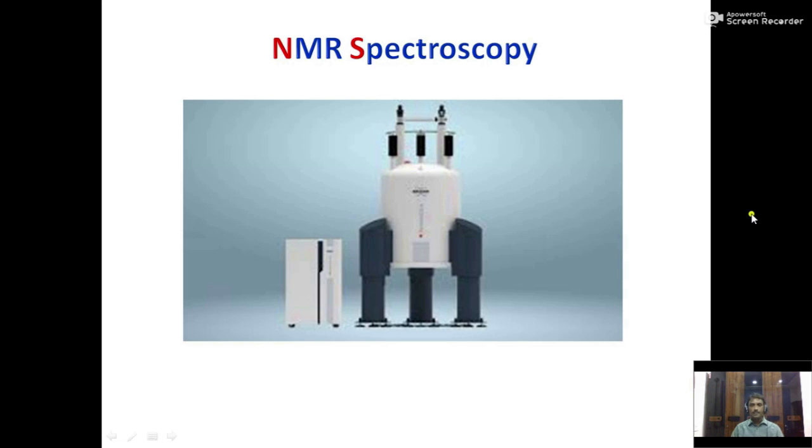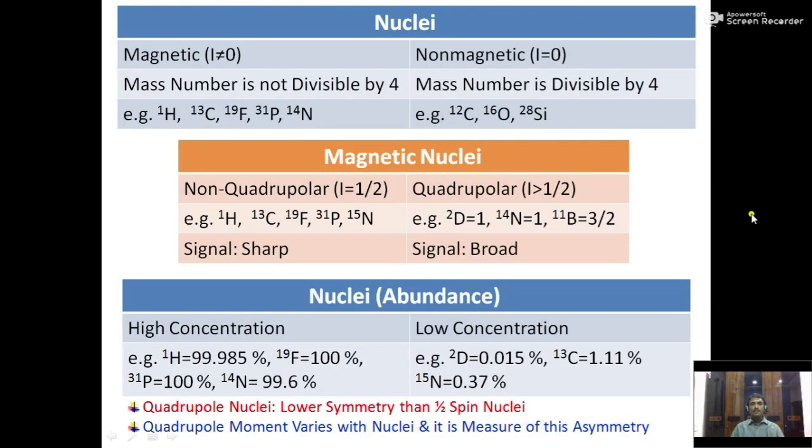NMR means nuclear magnetic resonance. We have to focus on the nucleus, which should be magnetic, and the resonance should take place. Resonance takes place when the two frequencies are matching. For being magnetic, the nuclei should have charge, and its I, that is the magnetic spin quantum number, should not be equal to 0. Also, the magnetic nuclei have a mass number which is not divisible by 4.